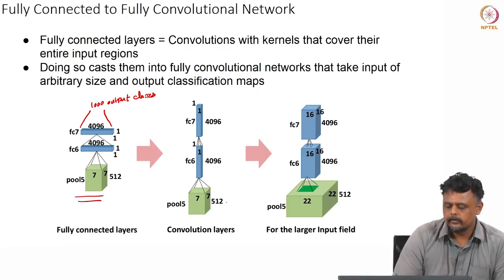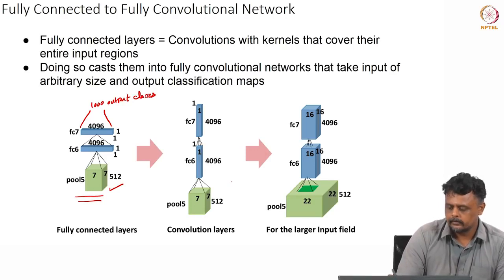So in order to convert this particular layer into a fully convolutional layer, what we would do is define 7 cross 7 filters. Of course, the depth of the filter is 512. We will define 4096 of them. Okay. So this will lead to 4096 1 cross 1 feature maps.